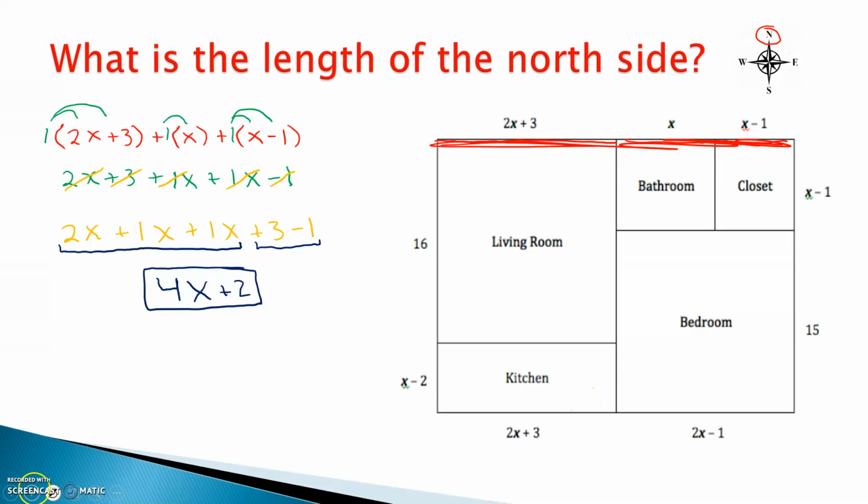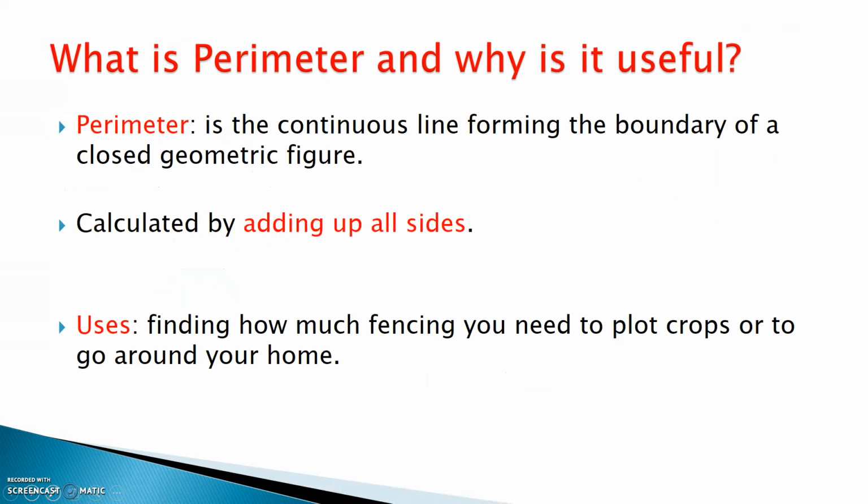All right, let's move on to the next example here. Oh, before that, what is perimeter? So again, we have this before. There's no need to copy the slide down unless you forgot this stuff. But what is perimeter? Perimeter is the continuous line forming the boundary of a closed geometric figure. In other words, if you have a triangle, a square, a rectangle, whatever. So again, it's that line that goes on the outside.